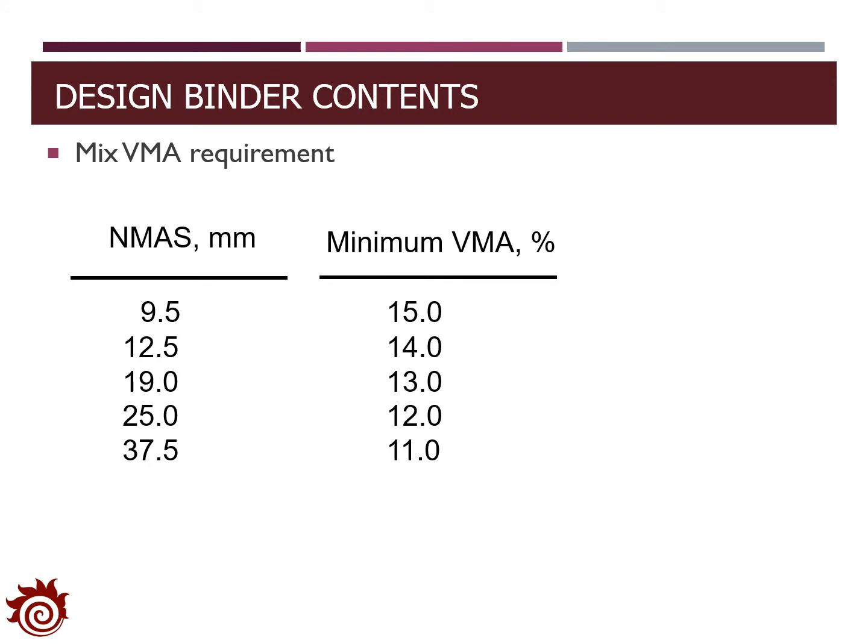The second requirement we have to consider is the mixed VMA requirement. Actually, this requirement is determined by the nominal maximum aggregate size. Basically, with a higher nominal size, the minimum requirement about VMA will be smaller. With the nominal size of 9.5 mm, the minimum VMA is 15%, while if we go to the 37.5 mm nominal size, the VMA should be higher than 11%.